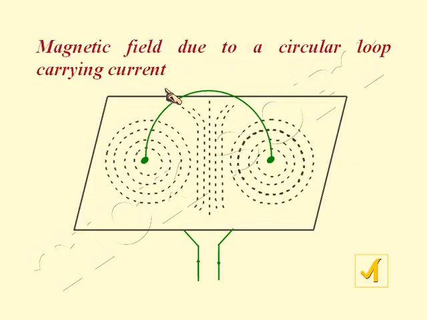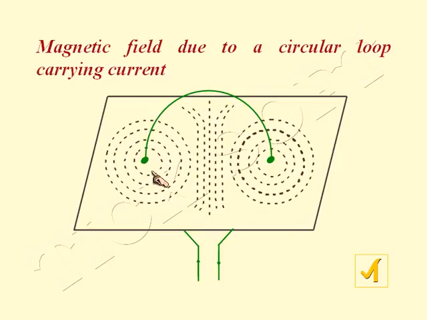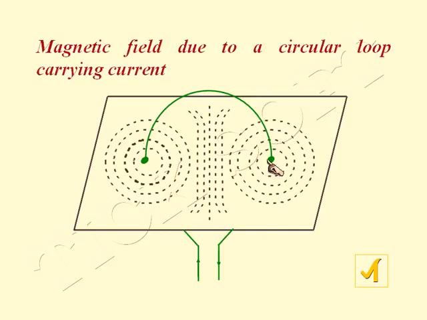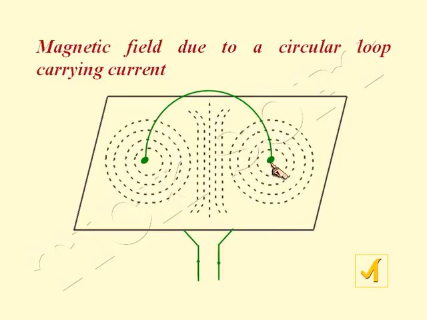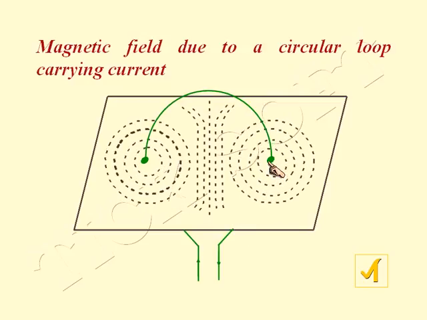Now see the diagram. When current is passed through a straight wire, circular lines of force are induced. Now when we pass current through a circular loop, within the coil at the center, uniform lines of force are created. At this end, the current is coming out, so the lines of force will be in the anti-clockwise direction. Whereas at this point the current is going inward, so the lines of force produced will be in the clockwise direction.